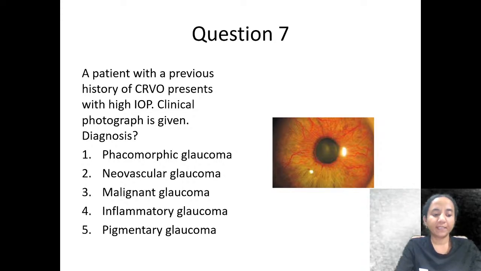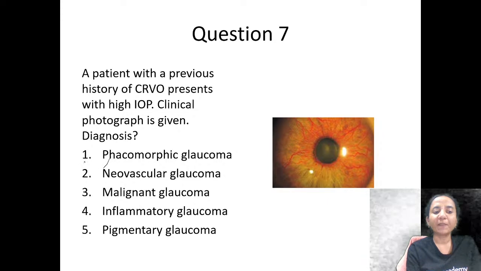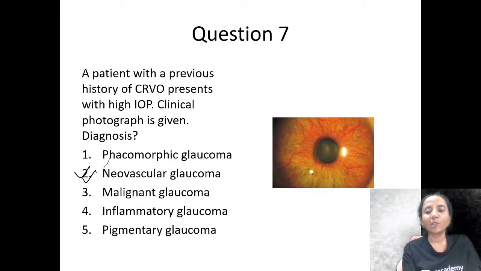What are we going to call this? Is it phacomorphic glaucoma? Is it neovascular glaucoma? Malignant glaucoma? Inflammatory glaucoma? Or pigmentary glaucoma? Yeah, this is easy. From the picture only, you can diagnose. This is neovascular glaucoma. See, look at these new blood vessels.